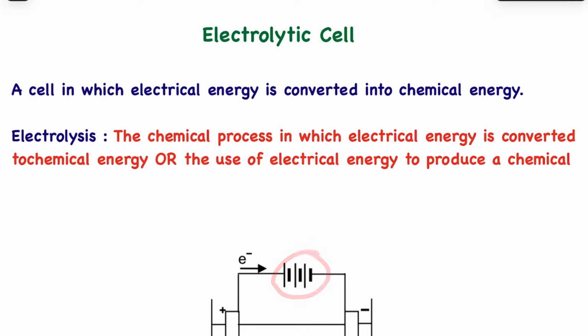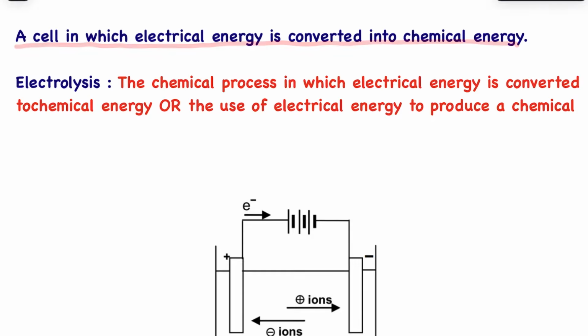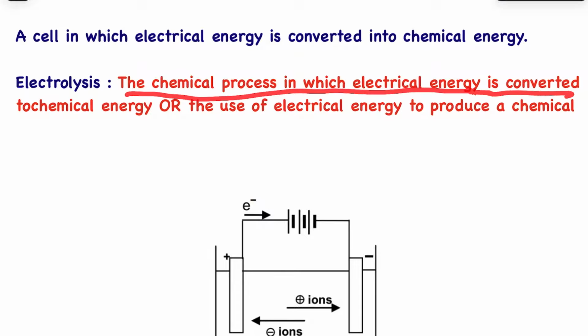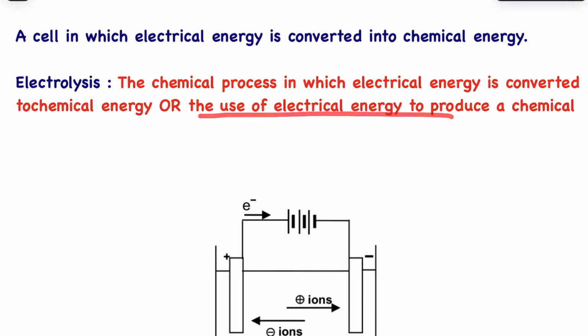Now let's go to the definition of an electrolytic cell. An electrolytic cell is a cell in which electrical energy is converted into chemical energy, which is the opposite of galvanic. Inside the electrolytic cell, there's a process called electrolysis. Electrolysis is a chemical process in which electrical energy is converted to chemical energy, or you can say the use of electrical energy to produce a chemical change, right?